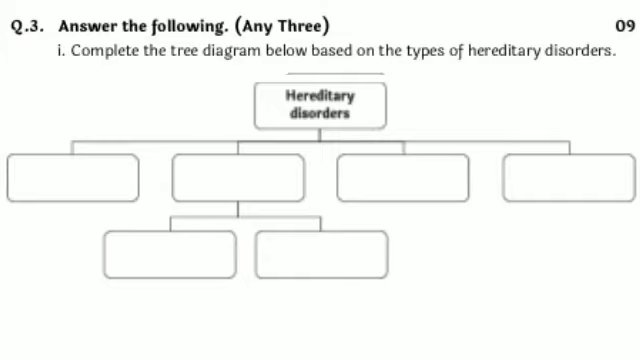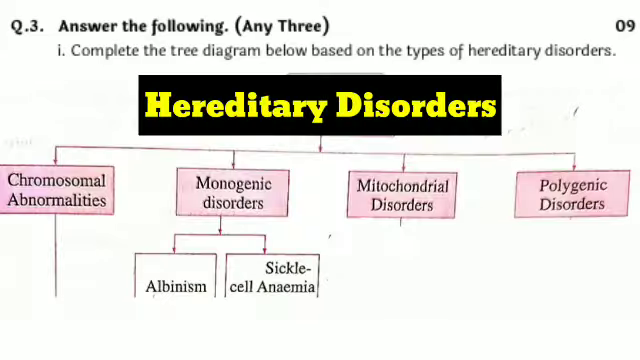Next question, answer the following. So friends, in this question, you have to write any 3 answers of any 3 questions. First question, complete the tree diagram below based on the types of hereditary disorders. So let us complete the tree diagram. Hereditary disorders have 4 types: chromosomal abnormalities, monogenic disorders, mitochondrial disorders, and the fourth one is polygenic disorders. These four are the main types of hereditary disorders. And in monogenic disorders, there are two: albinism and sickle cell anemia.